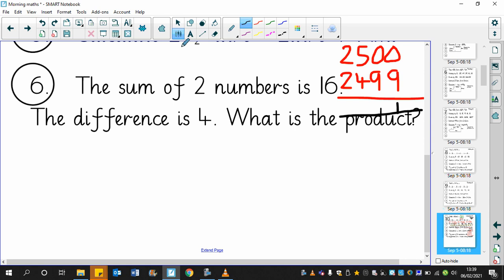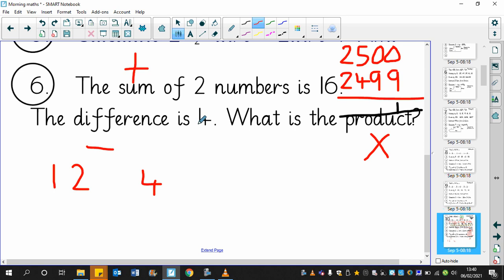Right, now the sum and difference and product. Sum is plus, difference is, what is it? Minus. Product, what is it? Multiply. Right, sum of two numbers is 16, and then the difference is 4. Right, so let's have 12, and 12 and 4 is 16, but what's the difference between 12 and 4? So start at 4, count on to get to 12, you get 8.